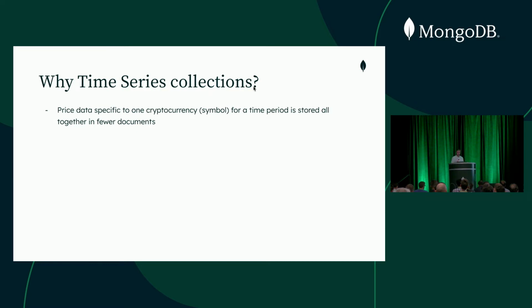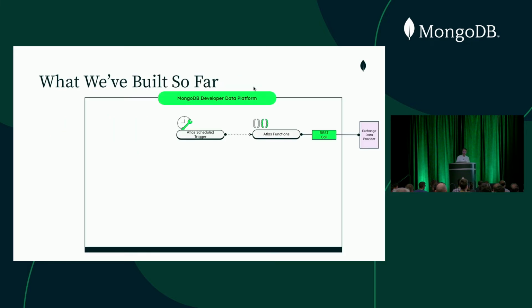Therefore, later, if you would like to process this data for a specific time range, you will have efficient reads because all data is stored together. And you will have better compression because similar data is stored together and compression works very well, right? All right, so that was our architecture. And we also put in the Atlas database cluster and time series collection.